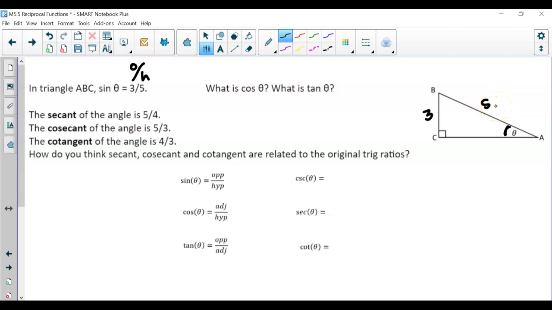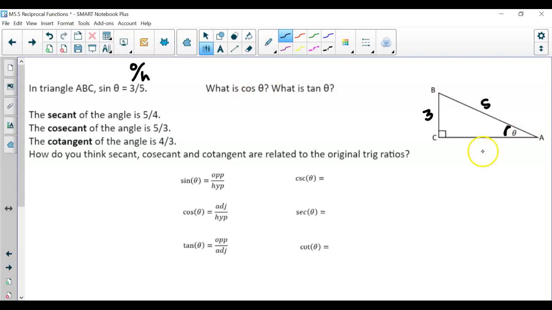So if we wanted to know what is cosine and tangent, well, first you got to figure out this missing side, which, what do we use? Pythagorean theorem. So go ahead and pause the video, get the missing side here, and find cosine and tangent.